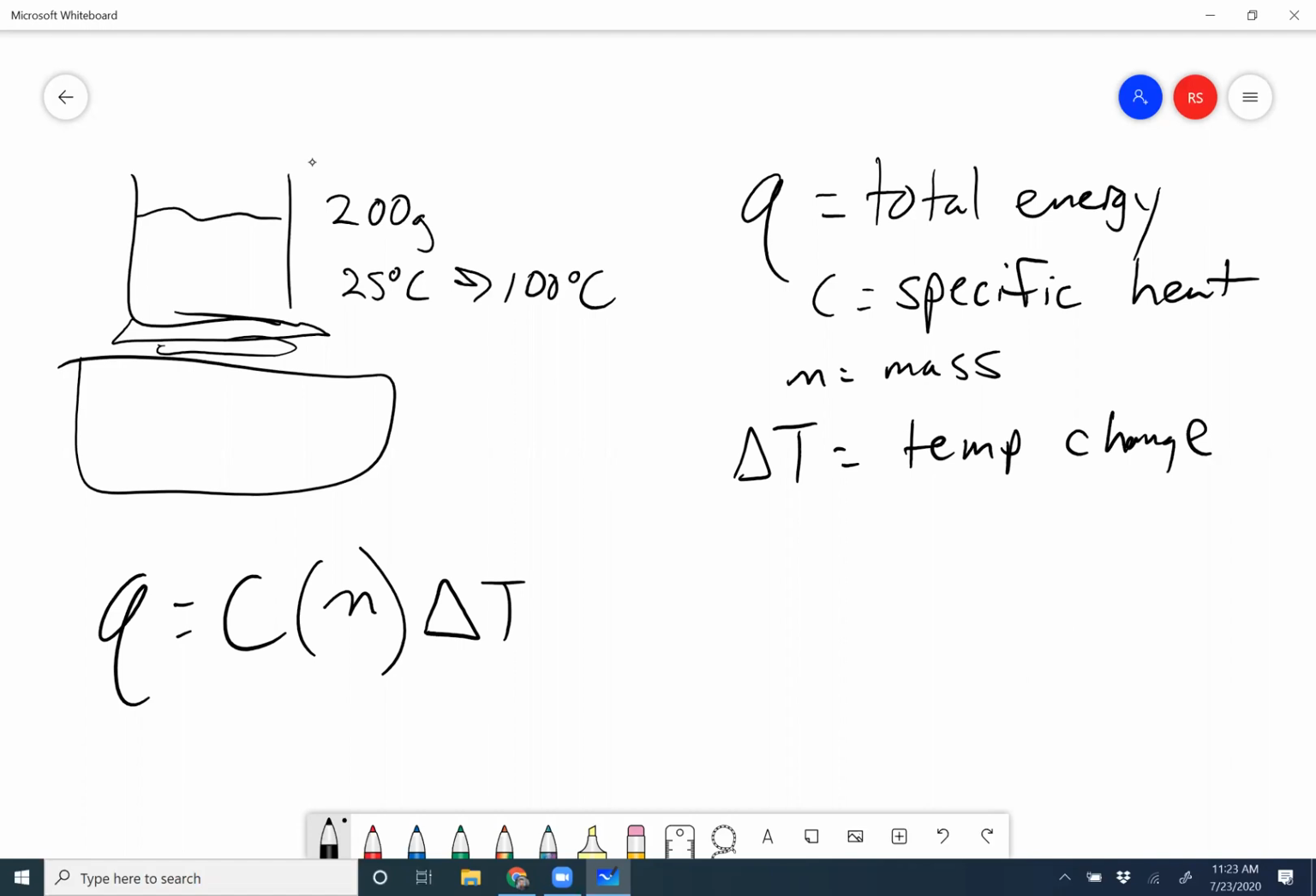And it's very important that it is the final temperature minus the initial temperature. This might mean we have a negative temperature change. This might mean we have a positive temperature change. This will change the value of Q. Positive Q meaning energy in, negative Q meaning energy out. And that comes from this delta T right here being positive or negative.